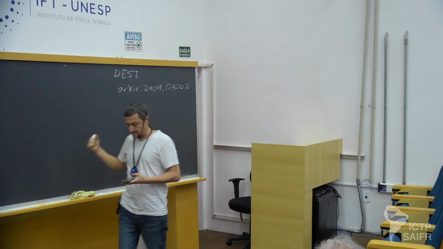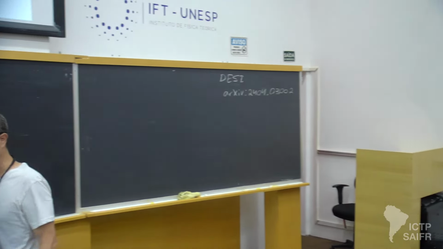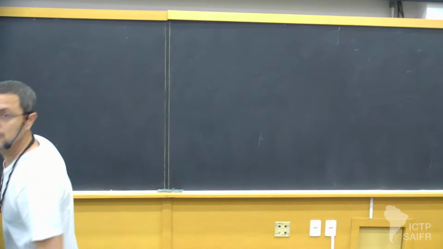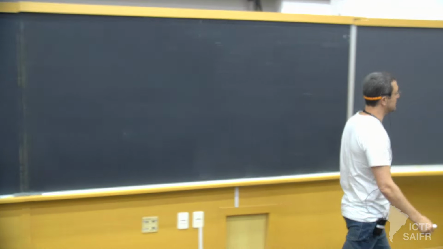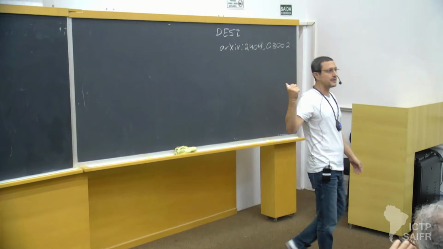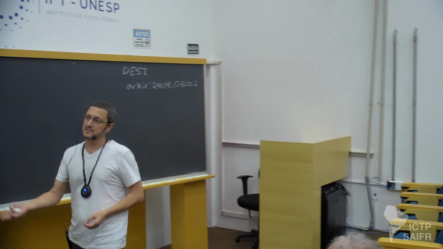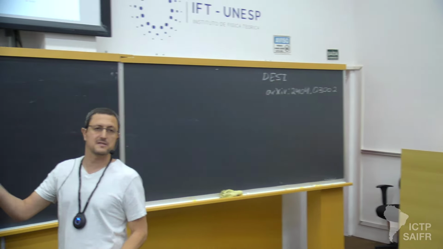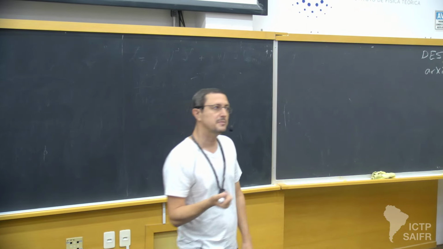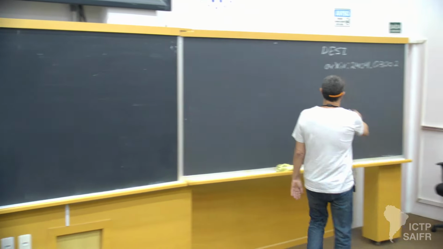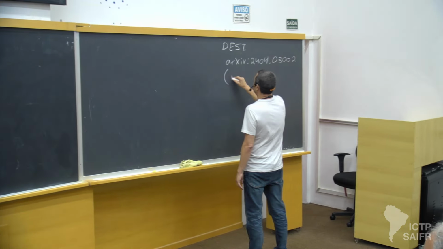Well, so this is a measurement of the clustering of galaxies throughout cosmic time, where we can see galaxies, and combined with other cosmological data sets, this very recent paper suggests that maybe, just maybe, this thing that we have measured and interpreted as a cosmological constant is maybe not even exactly a constant. Maybe there is a time evolution. I will write it as a question.